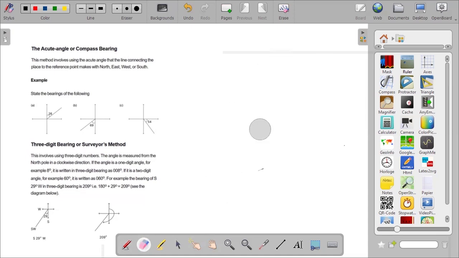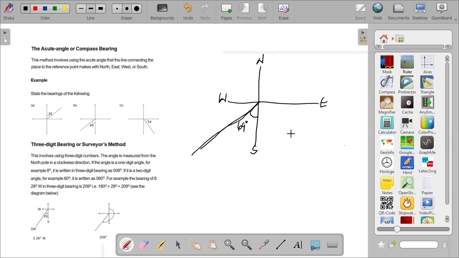Then the second one, question B. Let me draw that first. Then we have this, and we have this. Then we have a line that is coming all this. This angle here is 69 degree. In terms of compass bearing, this is north, south, west, east. Therefore, the bearing of this line here is 69 degrees southwest, because the line is in southwestern direction. And the angle from the reference line, this vertical line, is 69 degrees.